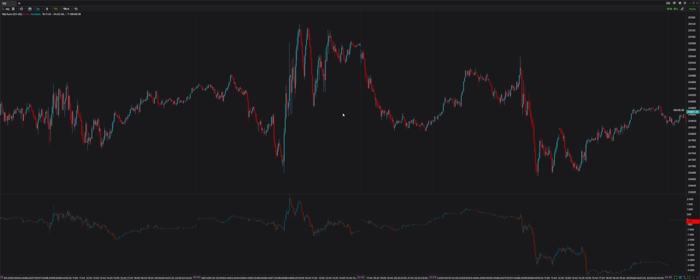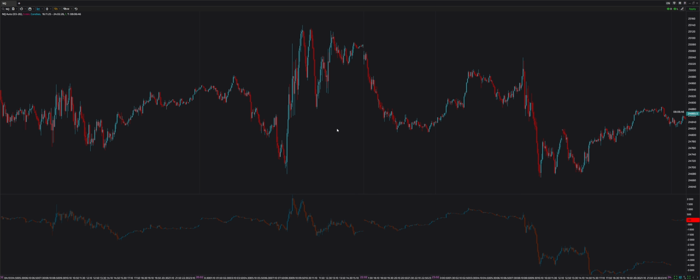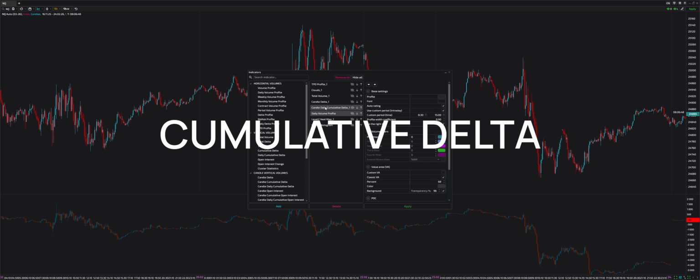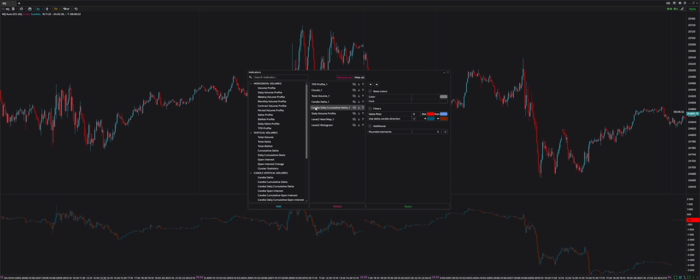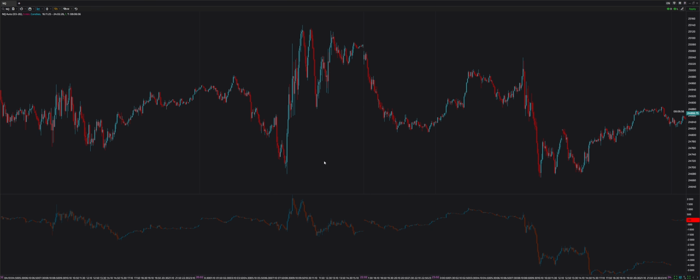Another powerful tool for identifying market balance is the Cumulative Delta indicator. In this platform, it is called Candle Cumulative Delta. This tool shows the sum of all deltas throughout the trading day. Typically, when price is moving upward, cumulative delta also trends upward.